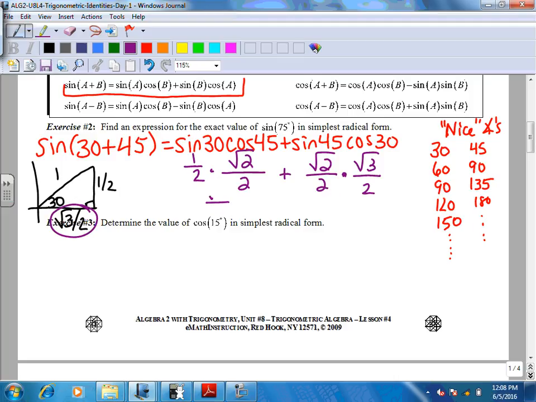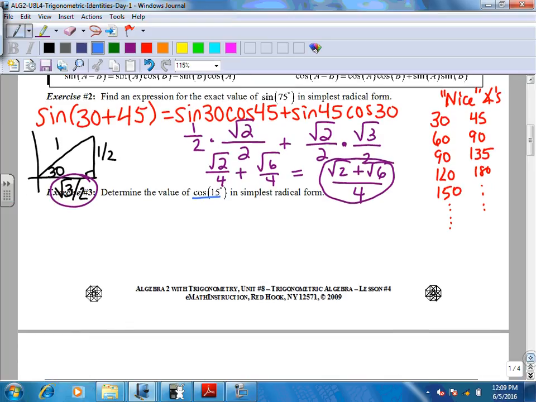So you get square root of 2 over 4 plus square root of 6 over 4, which we can't combine those. They're not like terms. So all we can do is write them over the same denominator. Okay. Similarly, in number 3, we want to find cosine 15.